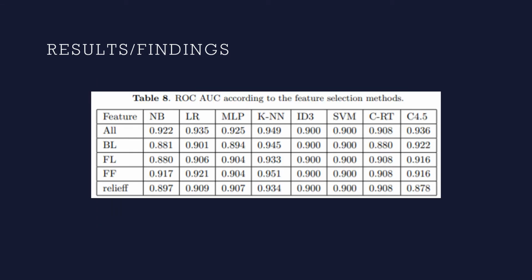This is just showing the ROC area under the curve results. So KNN seemed to perform the best overall, basically in each of the different feature selection categories, as well as the full data set.